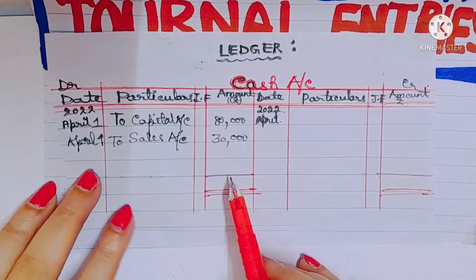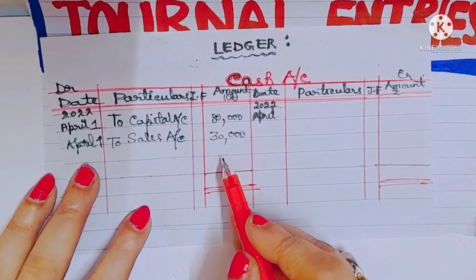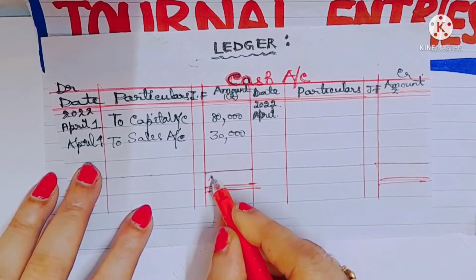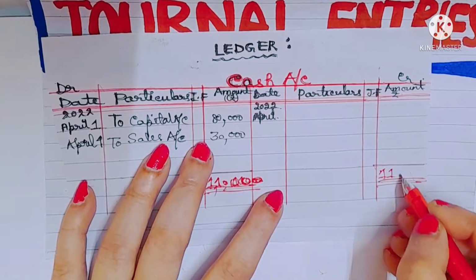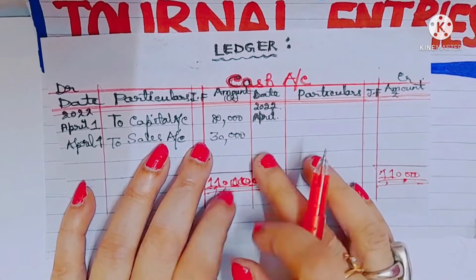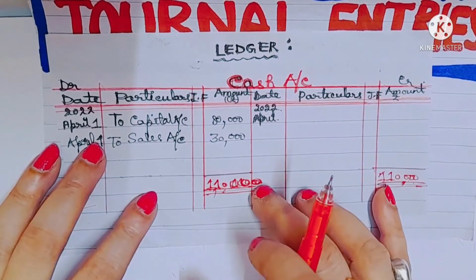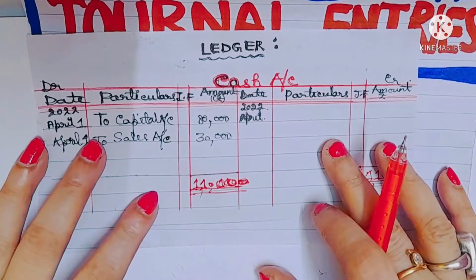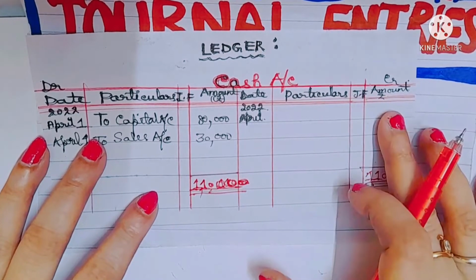Now which side is greater? Obviously debit side. 80,000 plus 30,000. That will give you 1,10,000. So the total is 1,10,000. Since debit side's total is greater than credit side, we'll always have to write 1,10,000 on both sides. Where is the shortfall? The shortfall is on the credit side.